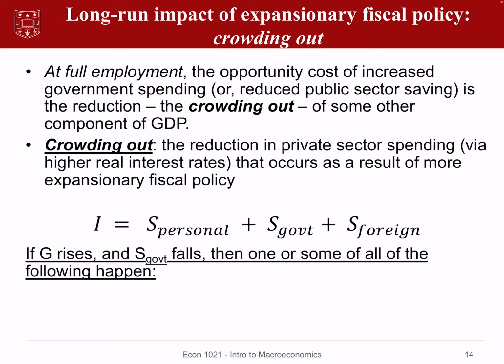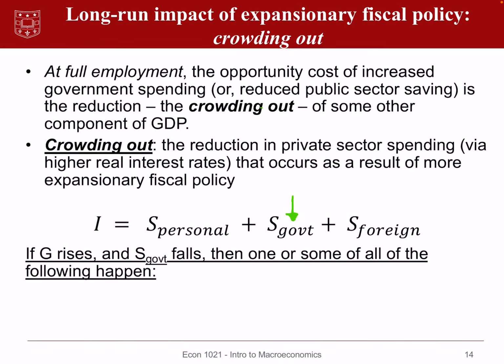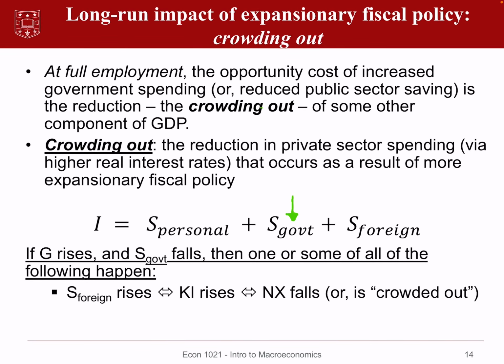So suppose it's the case that government expenditures rise and therefore savings by the government goes down, right? So if this goes down, we have three other variables that can flex to maintain this equation. So one is that we could see net savings from the rest of the world rising, or in other words, net exports gets crowded out. So if we have foreign sector savings rise, commensurate with the decrease in government sector savings, then that is the same thing as saying net capital inflows go up, or that net exports go down, or that net exports are crowded out.